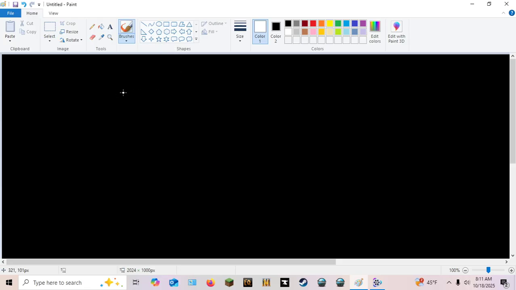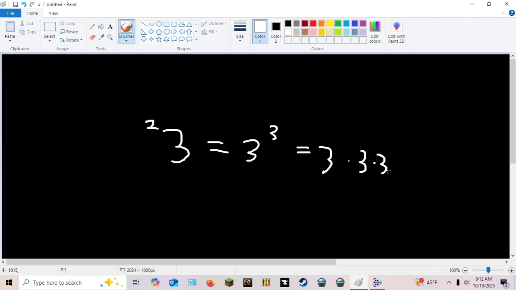Let's go do 3 tetrated to 2. 3 tetrated to 2 equals 3 raised to the third power, which equals, that's supposed to be a 3, 3 times 3 times 3, which equals 9 times 3, which is 27. That's when you don't know exponentiation. Exponentiation is repeated multiplication.